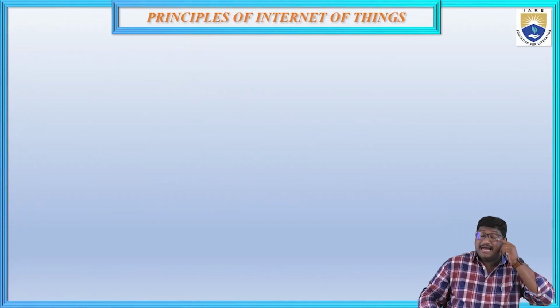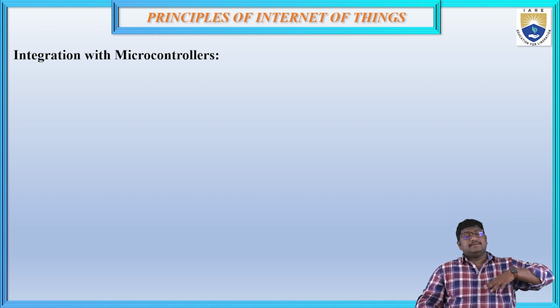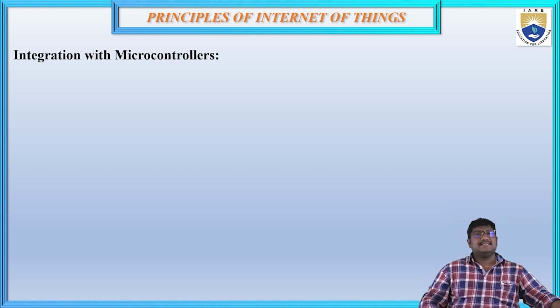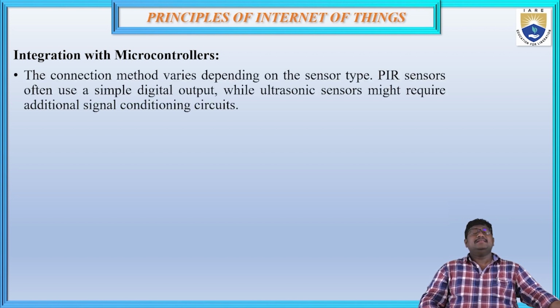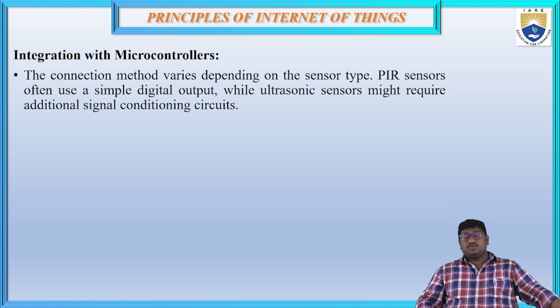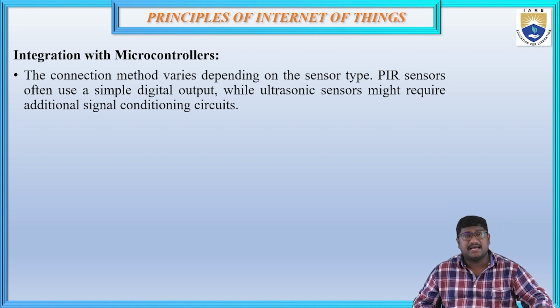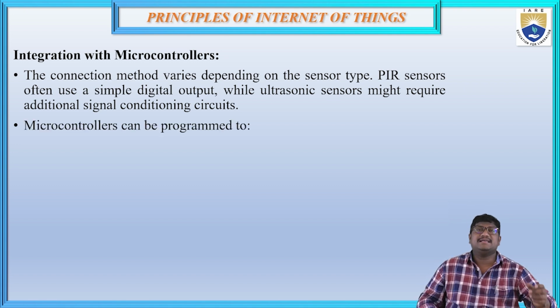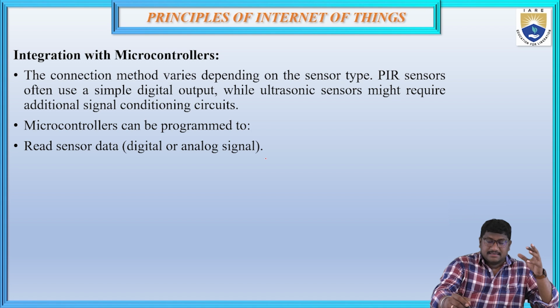Got it, guys? These are the things we need to consider for selecting a proper motion detection sensor. And coming to how this sensor is integrated to a microcontroller, the connection method varies and depends on the sensor type. PIR sensors are often used for simple data output, while ultrasonic sensors are used for additional signal controlling circuits.